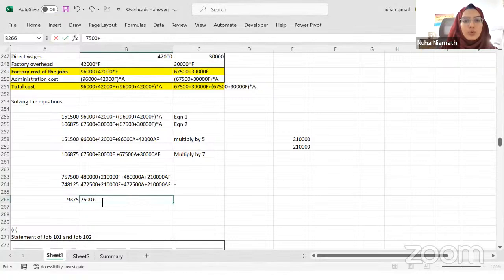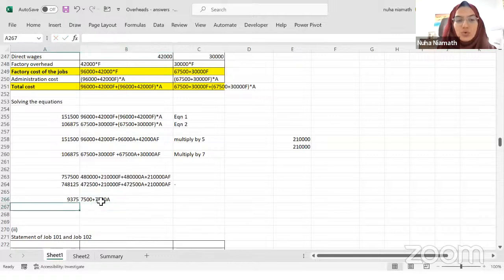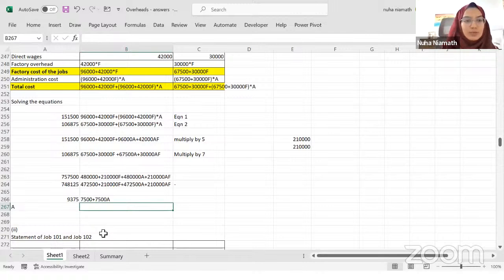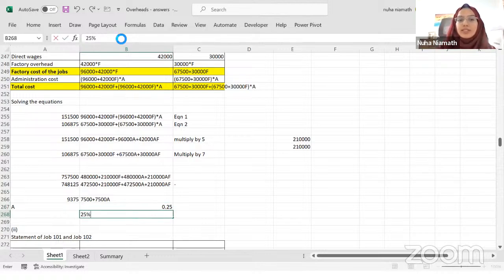Okay, so coming back to our question, then we have 4,80,000 minus 4,72,500, which will become 7,500 A. So A will be equal to... Okay, Ranjita has got 0.25. Perfect. Let's see what the answer is. 9375 minus 7500 divided by 7500, which is 0.25, or in other words, 25%.